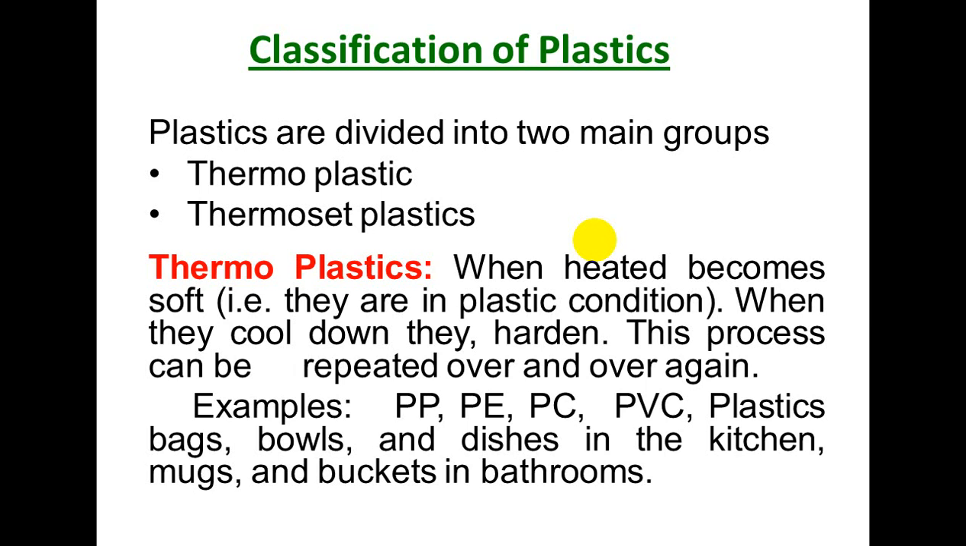Thermoplastic is what? That's very simple. When heated they become soft, and when they cool down they become hardened. This process can be repeated over and over again. The examples of thermoplastic are PP, PE, PVC. PP means polypropylene, PE polyethylene, PVC polyvinyl chloride plastics. So these are the examples of thermoplastic. So we can say in a real sense thermoplastic is the plastic.